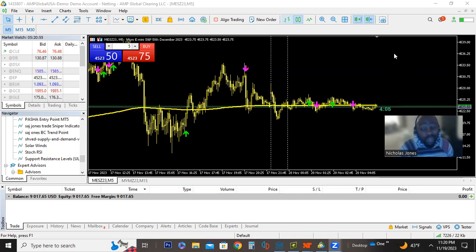So I hope this makes sense. The difference between futures and Forex trading is that you're selling contracts with futures, and with Forex, you're buying and selling currency versus currency. That makes sense. So yeah, that's that.